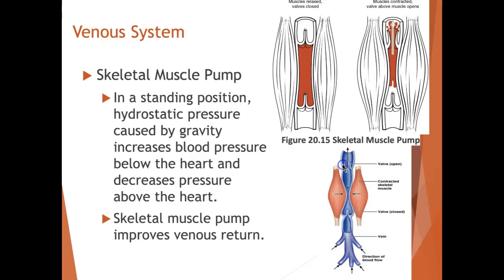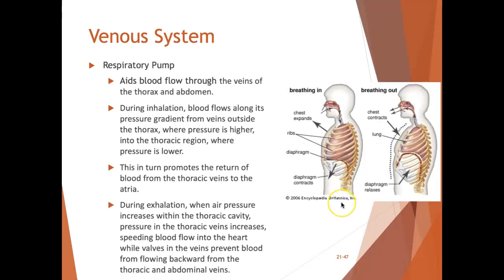To continue this up into the thorax, we use a respiratory pump. This is aiding our blood flow through the veins of our thorax as well as the abdomen. So when we inhale, we are inflating those lungs and blood is flowing along its pressure gradient from the veins outside of the thorax, where that pressure is higher, into the thoracic region where the pressure is lower. This in turn is promoting the return of the blood to those thoracic veins into the right atrium.